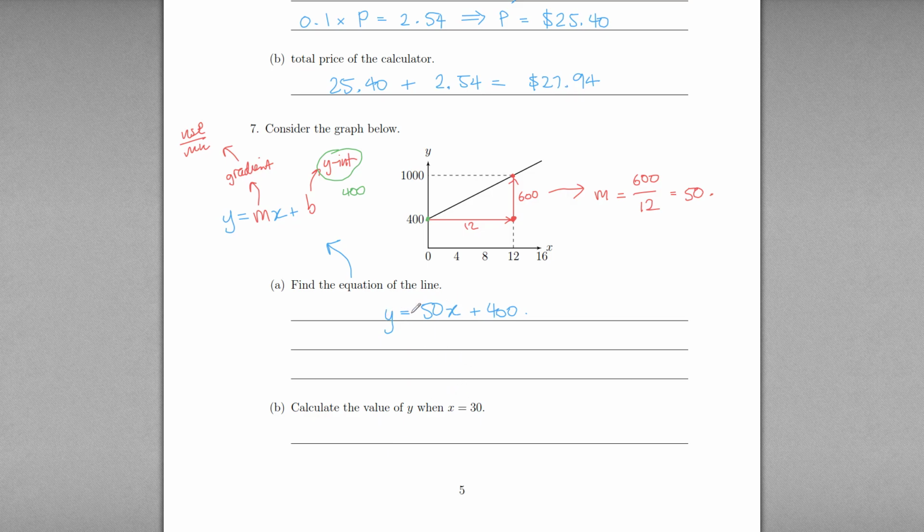Okay, so y and x are left variable because you can move along the line, but the gradient won't change, so the steepness won't change, and the 400 of course won't change because that's where the line cuts the vertical axis. Calculate the value of y when x equals 30. Well, that's easy now. You sub in x is 30 and see what happens. So y will be 50 multiplied by x, which is now 30, then you plus 400. Okay, so 50 times 30 is 1500 plus 400 is 1900.